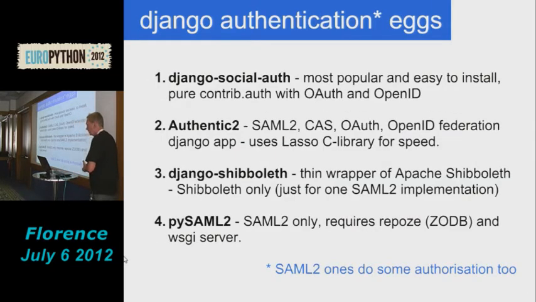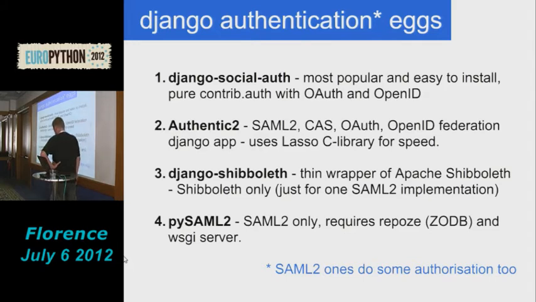And then there was the login. Django social auth is the most popular because you can just install it and immediately have social authorization. So if you're connecting up to Google or Facebook and things like that, it just works. You don't have to do much. And then there are these ones that did more what I was looking for, SAML and the like.